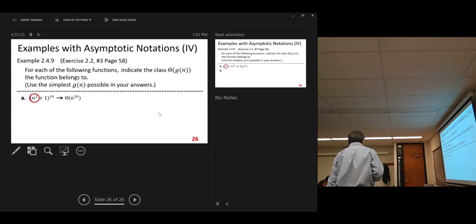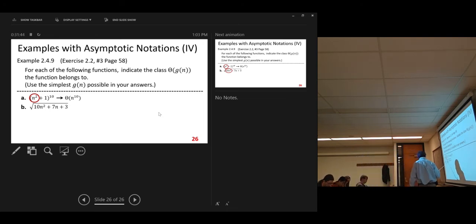Dominant term. B, square root of a quadratic function. What big theta class does it belong to? Let's take the dominant term. Actually, we can skip that constant; we don't need to include the constant, because in this situation it is not important. So n squared, you take the square root, big theta of n. That's simple.